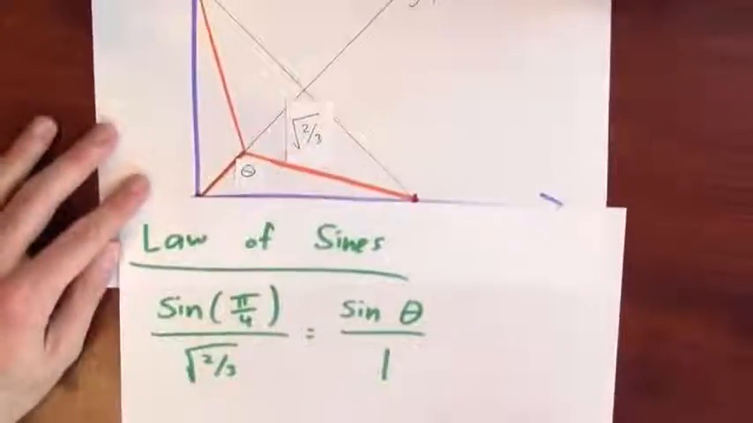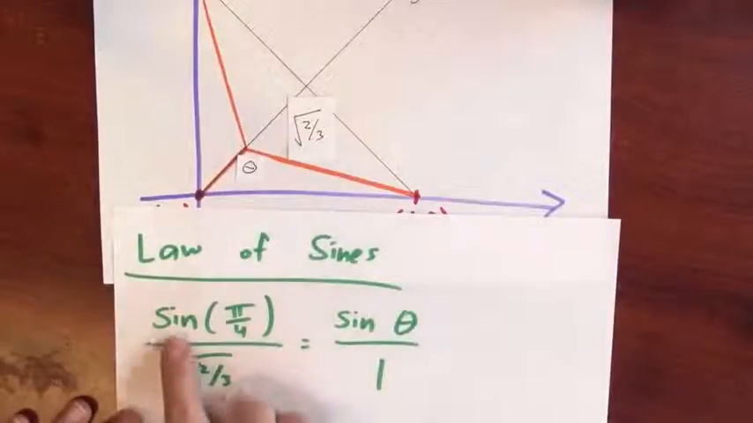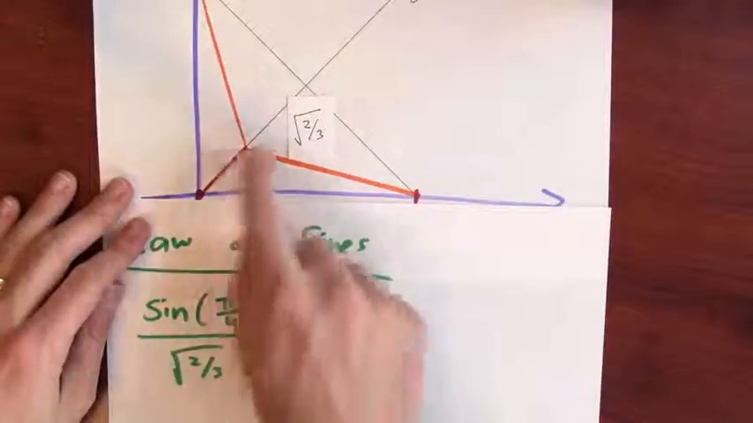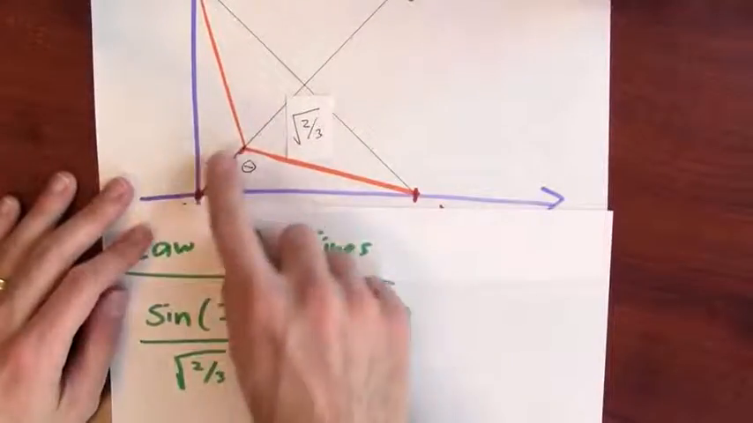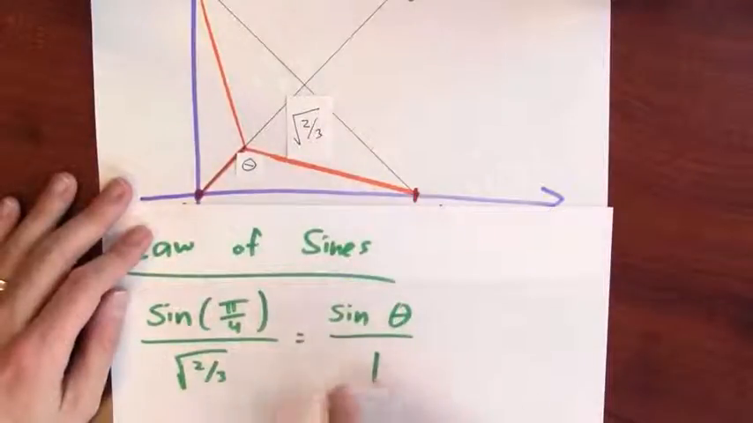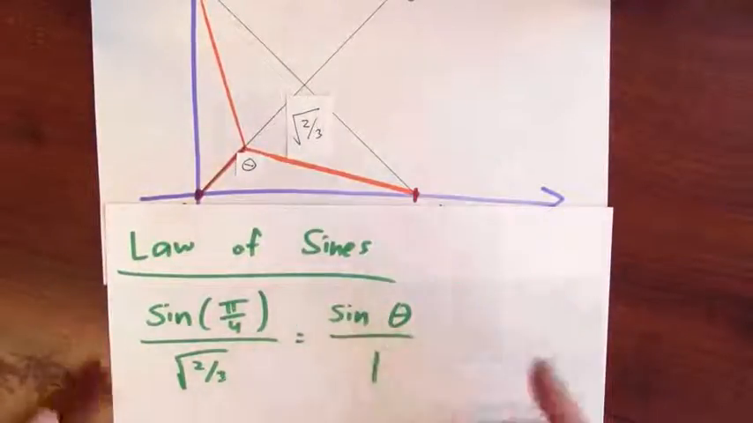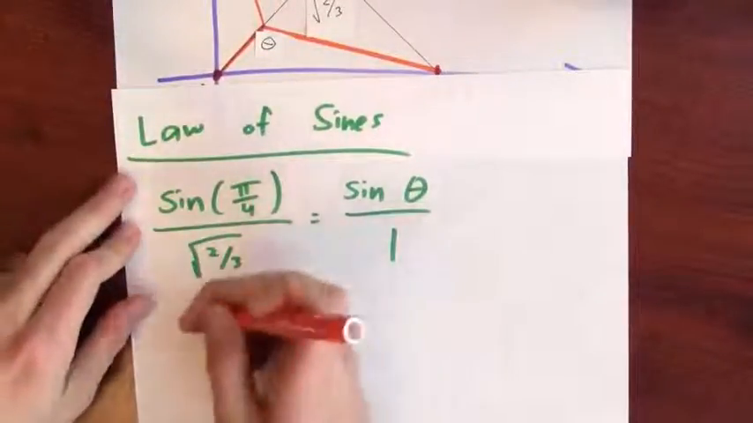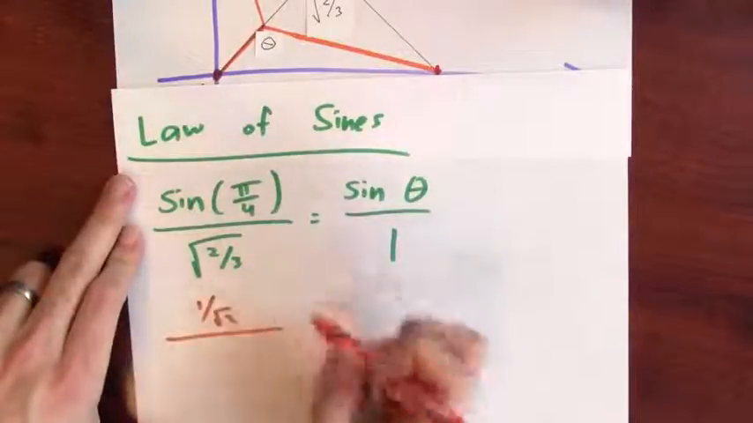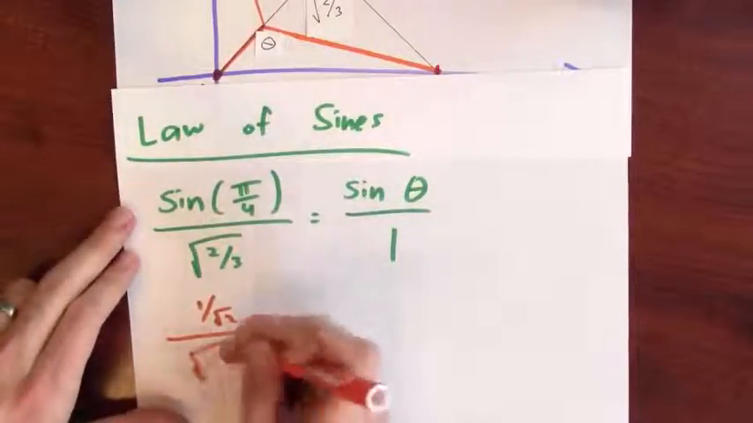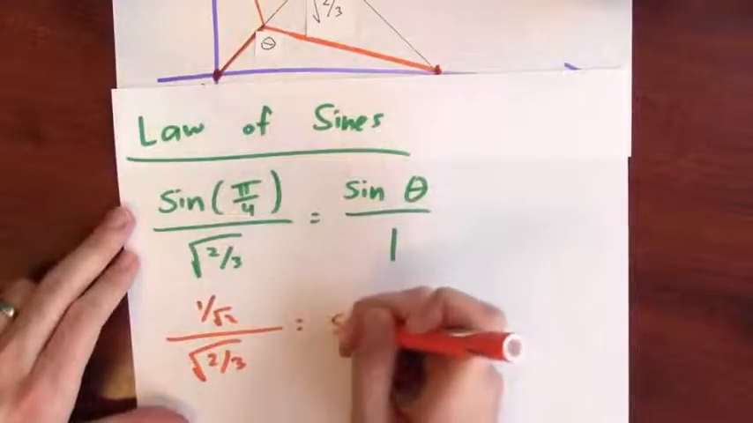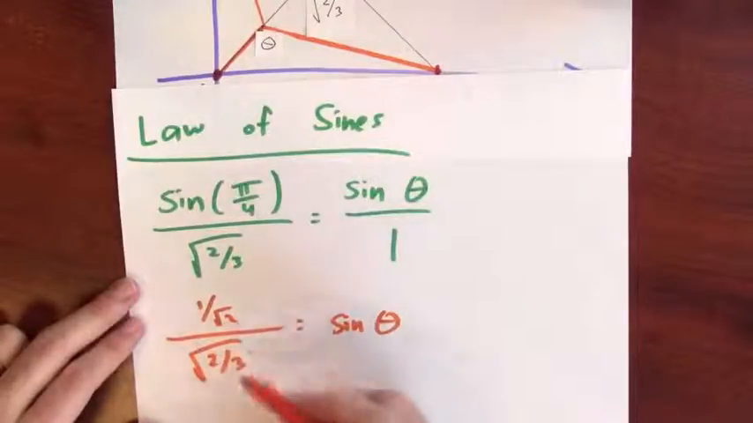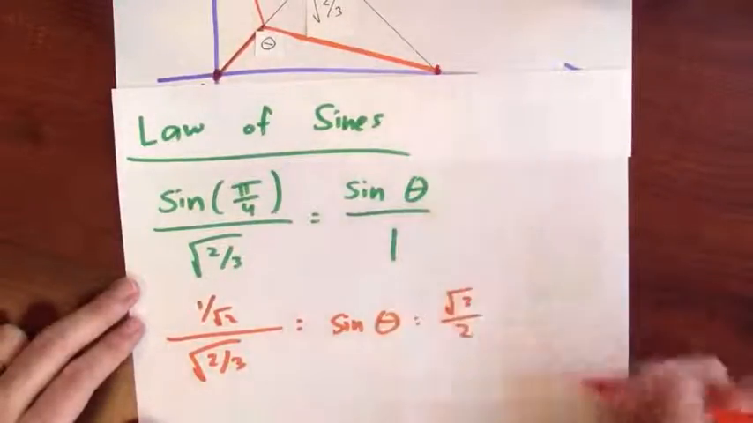So I put all that information together into a law of sines calculation, right? Sine of pi over 4, that's this angle, a 45-degree angle, divided by the length of the opposite side, the square root of 2/3. Well, that's sine of theta divided by the length of the opposite side, which is 1. Now, I want to try to figure out what sine of theta is. Well, I've got all the bits of information here that I need. I know sine of pi over 4 is 1 over the square root of 2. So it's 1 over the square root of 2 divided by the square root of 2/3 is equal to sine of theta. And this, if you calculate it, is the square root of 3 over 2.